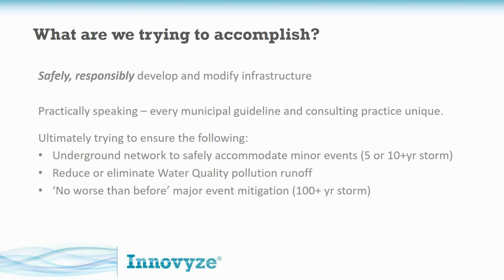Another piece. Next, everyone generally tries to follow some version of a no-worse-than-before major event mitigation, right? We're going to have this perhaps catastrophic flood, this 100-year or greater flood. If we're developing some form of development, some land area, we're probably going to pave it and change around the hydrology. We need to make sure that we aren't making it worse than it was before we got there.